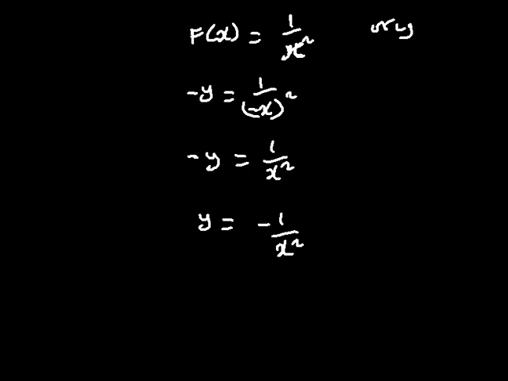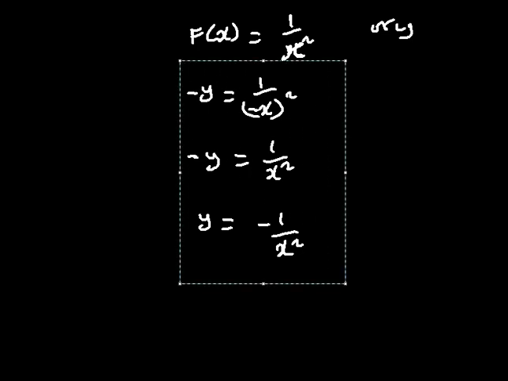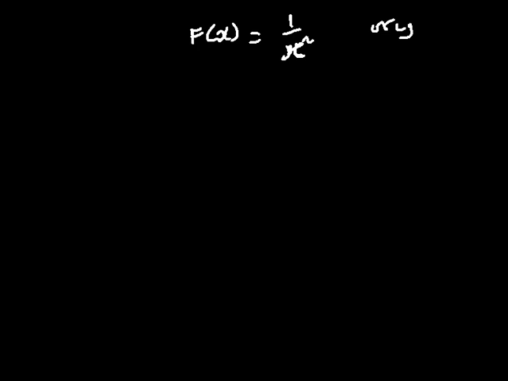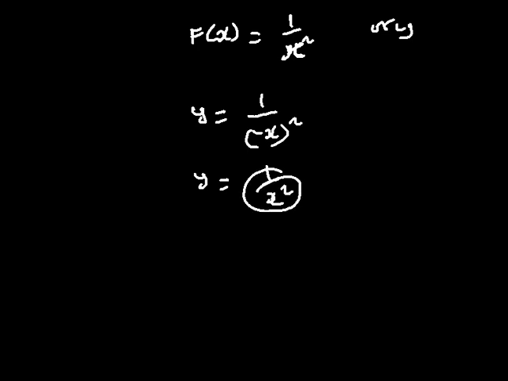And also let's try symmetry about the y-axis. For that case we'll have y is equal to 1 over negative x to the power 2, which is the same as y is equal to 1 over x squared. Therefore the function is symmetric about the y-axis.